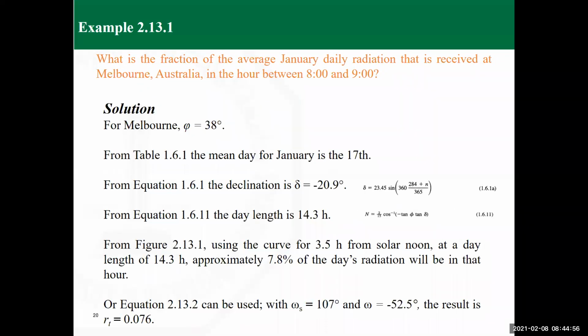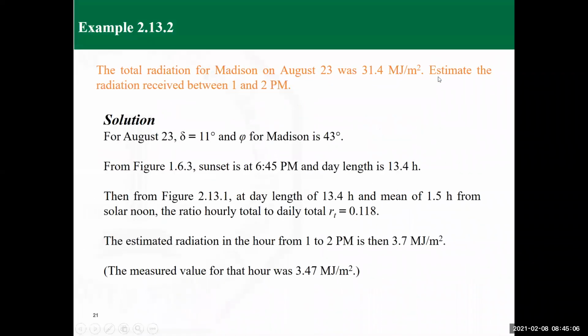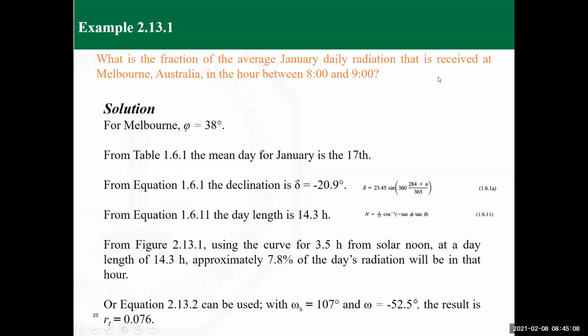We have an example here to do this. So we ask about the fraction of the average daily radiation received in a city in Australia, Melbourne, at the hour between 8 and 9 in the morning. For Melbourne, the latitude angle is 38. And then the mean day of January is the 17th. This is obtained from table 1.6.1 in chapter 1.